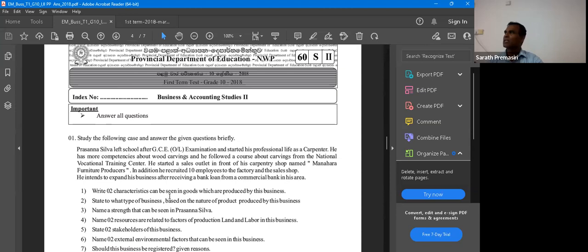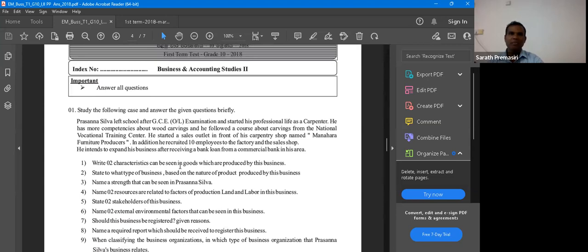Try to characterize what can be seen in goods, with the products of this business. Is this a service providing business or goods manufacturing? Manufacturing. Therefore this is tangible, visible, can be stored. Tangible, because they are wood carvings. Wood carvings are tangible, visible, and can be stored.